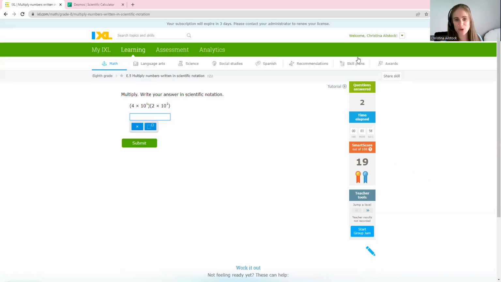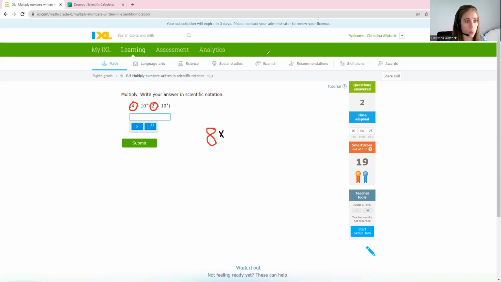Oh, good. Now we have one where we're multiplying and both numbers are in scientific notation. So let's check this out. The beginning steps are still the same. I am still allowed, when I'm doing that multiplication, to use the associative property and regroup. So I want to multiply my two coefficients, which would be the 4 and the 2. So 4 times 2 is 8.